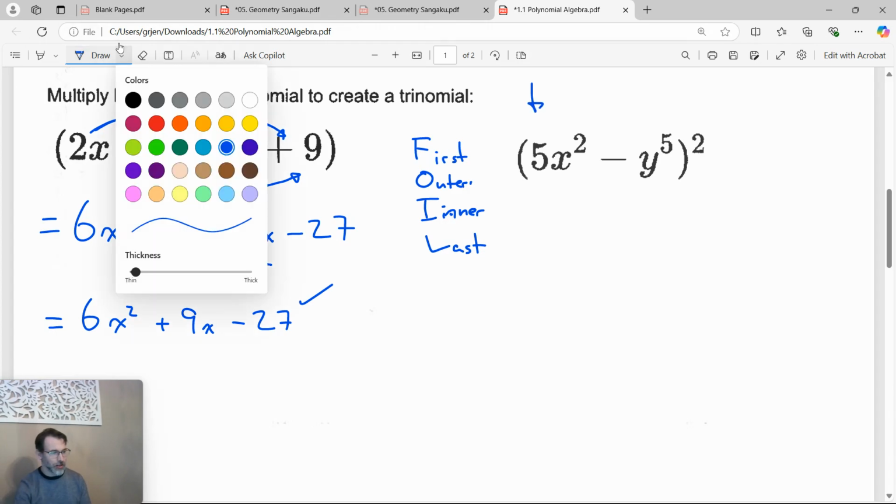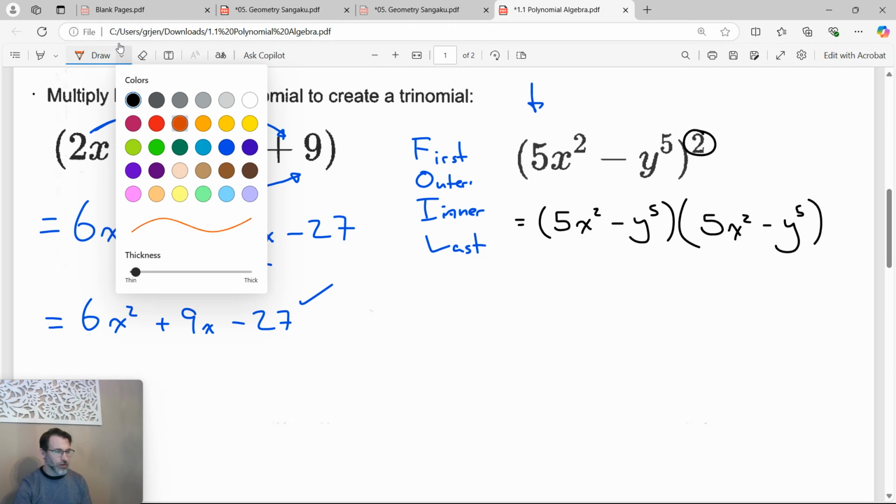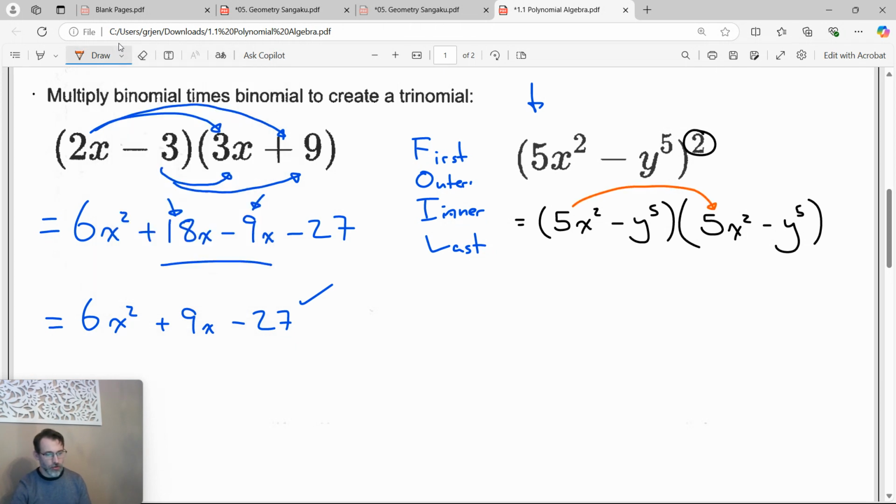Let's do it in a different color, back in black. Okay. For these, we are squaring the contents of the bracket. So with anything, you can use expanded form if you want to investigate this, and multiply things by themselves. 5x squared minus y to the 5. And then we go ahead and we're going to do our first times first, which is 5 times 5 is 25. X squared times x squared is, we add the exponents in this case.